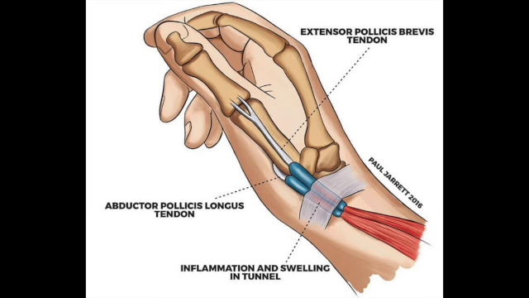Management, thumb spica splint is the initial management, NSAIDs and physical therapy. Corticosteroid injection may be used if initial treatment is unsuccessful. Surgical release usually reserved for refractory cases to non-operative management.